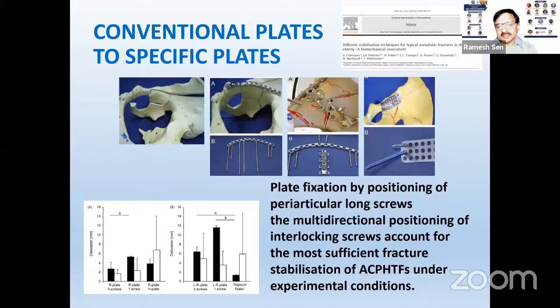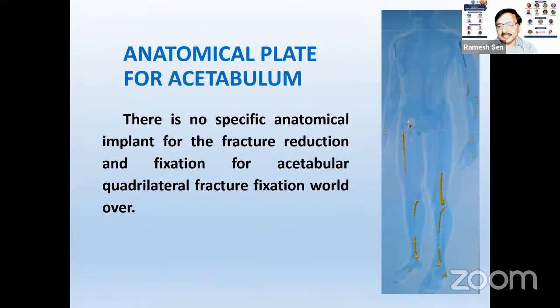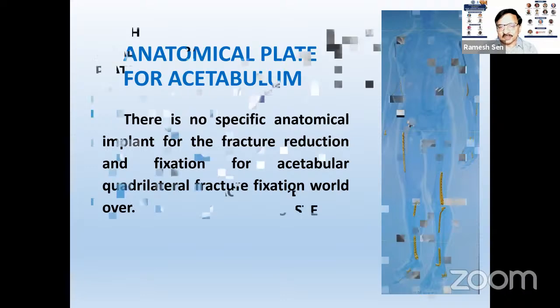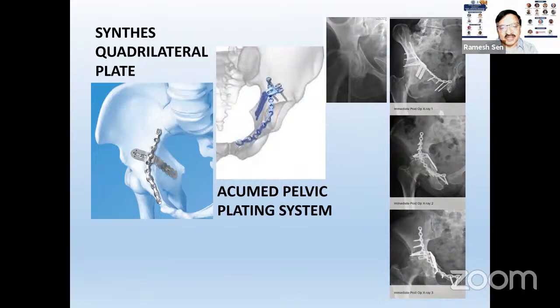And before this, with the ilioinguinal approach, we had different plates which were used to stabilize. When they were coming down to the quadrilateral plate, they were using these kinds of accessory plates. And we understand that in the body, wherever possible, we have now shifted to anatomical plates except for the pelvis. But this quadrilateral area required a similar modification.